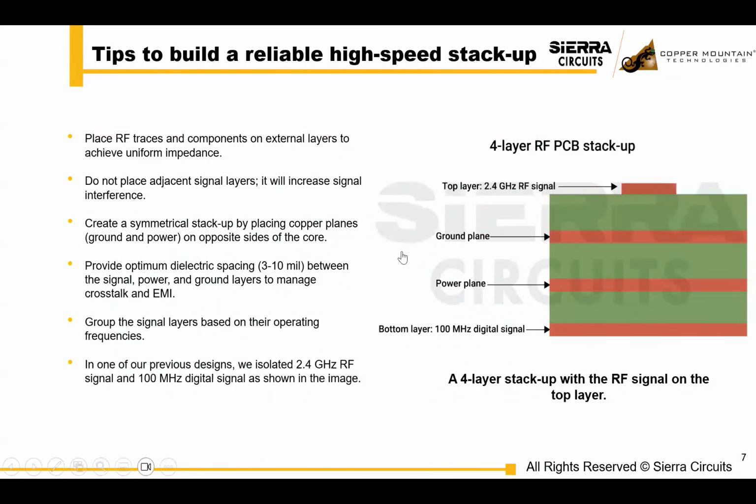So here's an example of a high-speed stack up. If you place your RF traces and components on the external layers, you can easily see that things are good. You can measure easier prior to solder mask. And I always encourage you to add a copper pour to reduce any kind of EMI issues appropriately with proper spacing. You definitely do not want to place two adjacent signal layers together.